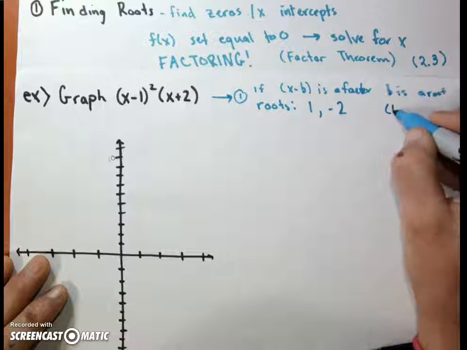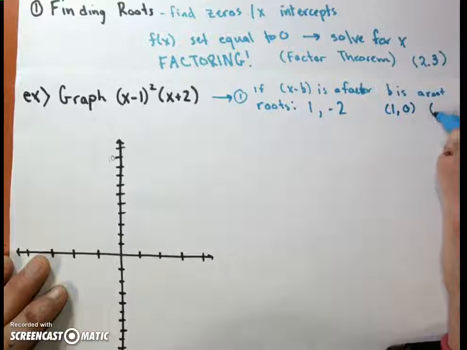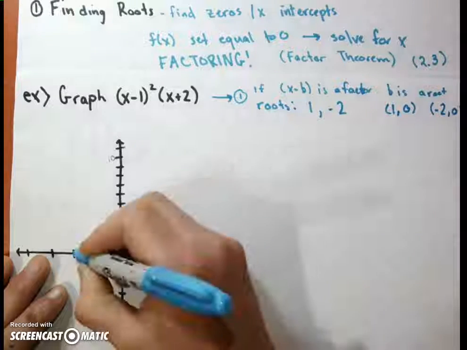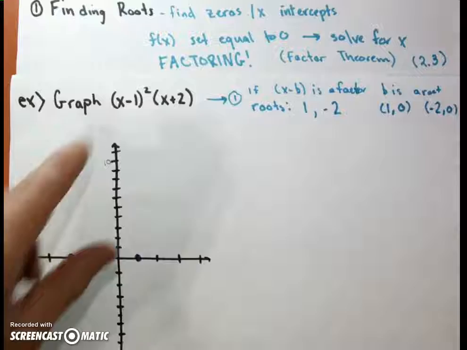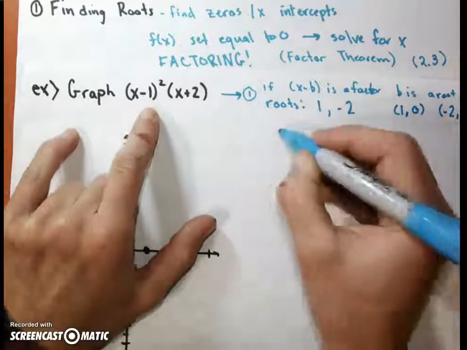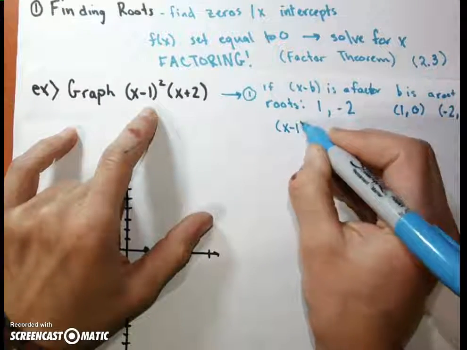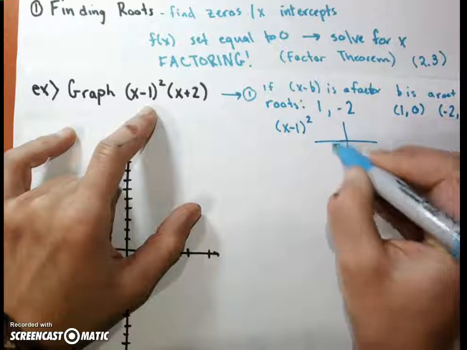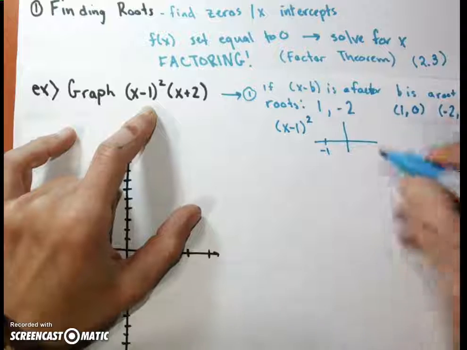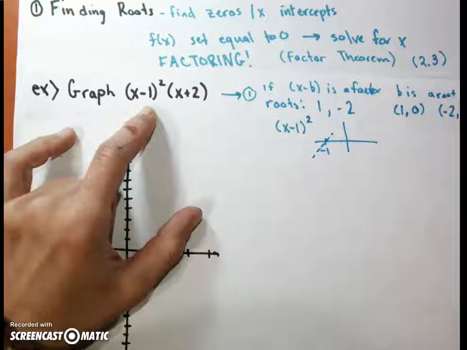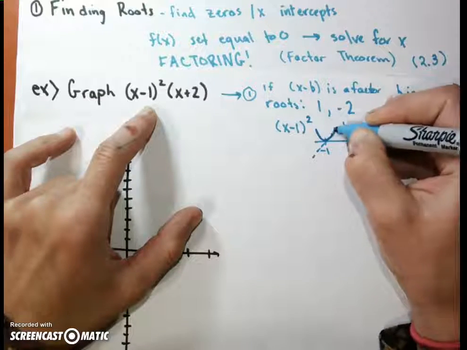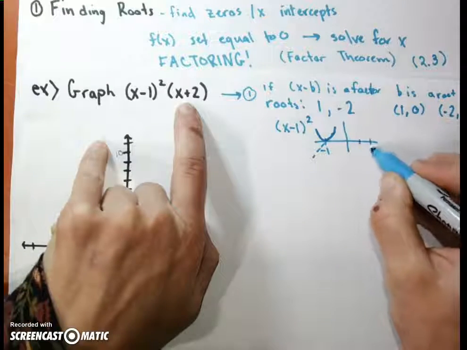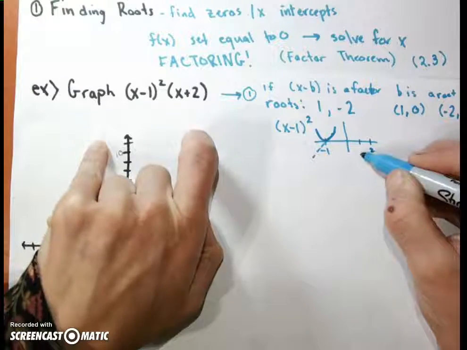These tell me the x-intercepts are (1, 0) and (negative 2, 0). So here's (1, 0), and here's (negative 2, 0). Another piece of information I have is that the x minus 1 factor is squared. So that tells me that at 1, instead of going through that x-intercept, it's just going to kiss that x-intercept. And the x plus 2 factor is to the power of 1, so it will go through.